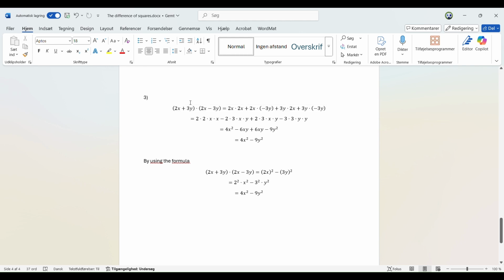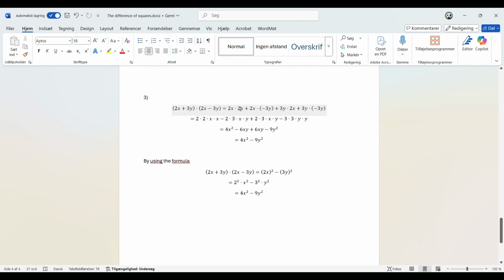2 times x times 2 times x, that is this first term here, plus 2 times x multiplied by minus 3 times y. That is this term. Then we say plus 3y times 2x, that is this term, and plus 3 times y multiplied by minus 3 times y. That is the last term, the last expression.